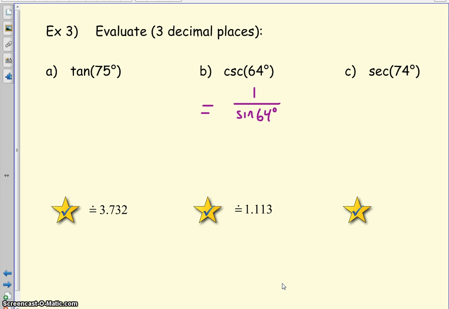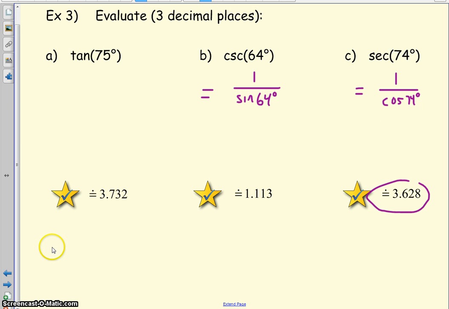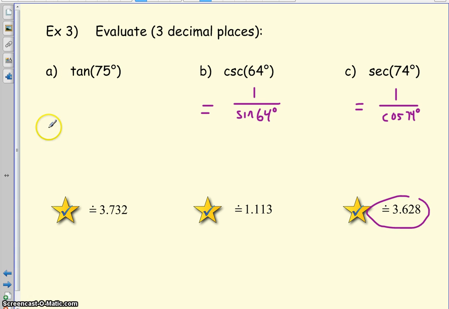So I want you to very quickly try secant of 74 degrees. Make sure you can get this answer of 3.628. Okay, hopefully that worked. If it didn't, remember that secant is a reciprocal of cosine. This will be 1 over the cosine of 74 degrees. So 1 divided by cos of 74 degrees should be 3.628 approximately. Okay, so that's just evaluating ratios, some of them with reciprocal ratios in there.